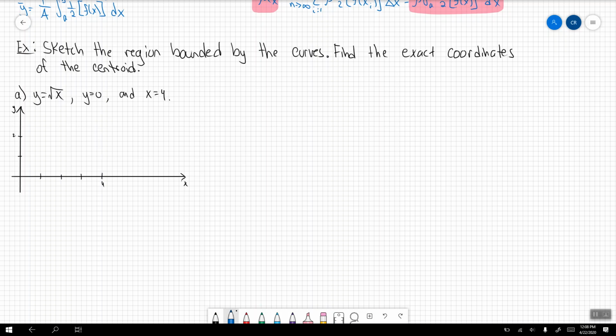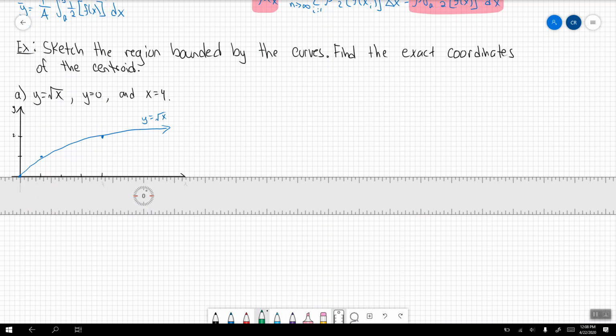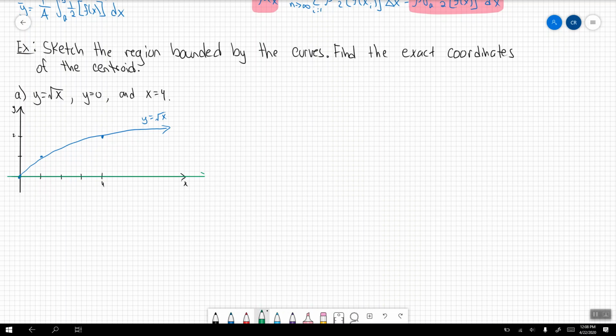All right, so y is equal to square root of x. Here we go, and then when x is 4, we naturally get 2. So here's my square root of x. There we are. When we look at y is equal to 0, we just get a straight line, and this is your y is equal to 0. And then we need x is equal to 4.